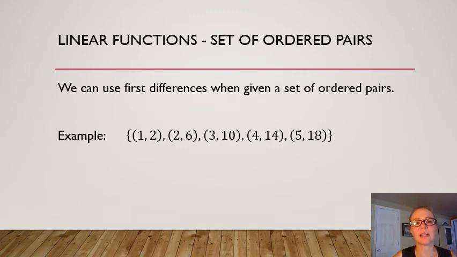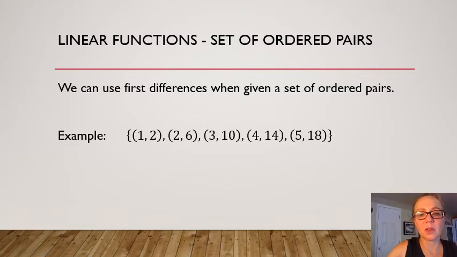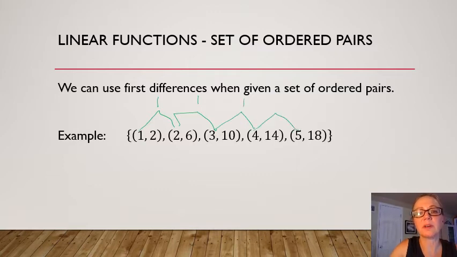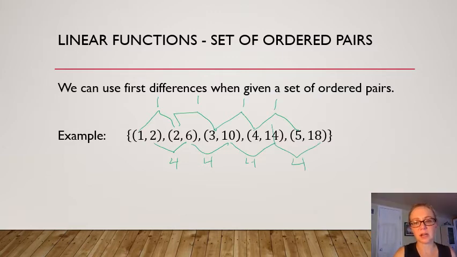We also want to examine linear functions from the point of view of a set of ordered pairs. We can use first differences exactly like we used it for the table. The first thing we want to check is the change from x to x. From 1 to 2 is 1, from 2 to 3 is 1, from 3 to 4 is 1, from 4 to 5 is 1. Check the y's. From 2 to 6 is 4, from 6 to 10 is 4, from 10 to 14 is 4, and from 14 to 18 is 4. So this is a linear function.